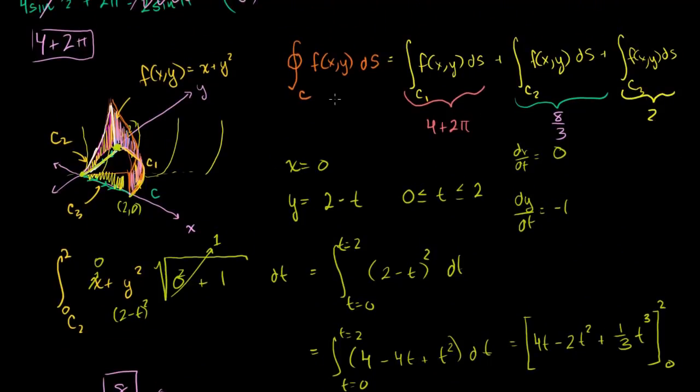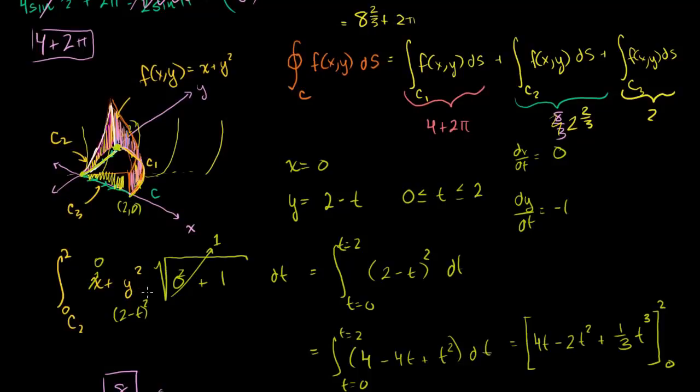And so to answer our question, what was this line integral evaluated over this closed path of f of x y? Well, we just add up these numbers. We have 4 plus 2 pi plus 8/3 plus 2. 8/3 is the same thing as 2 and 2/3. So 4 plus 2 and 2/3 is 6 and 2/3, plus another 2 is 8 and 2/3. So this whole thing becomes 8 and 2/3, if you write it as a mixed number, plus 2 pi. And we're done.